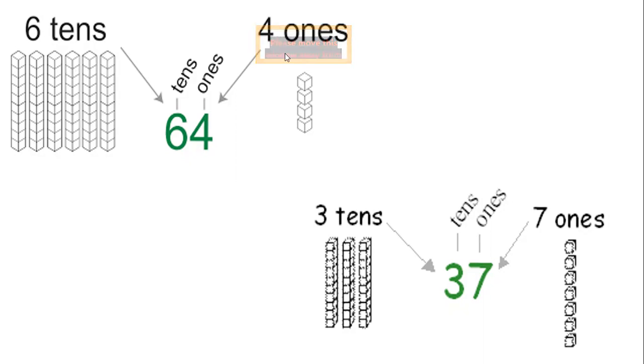And then we have the 4 ones. So when you put together the 6 tens and the 4 ones, that gives you the number 64. Then we have the next number. Look at the tens here. How many tens do we have? 1, 2, 3. So this is 3 tens and 7 ones. So that is 37. So you all know the difference between the tens and the ones.